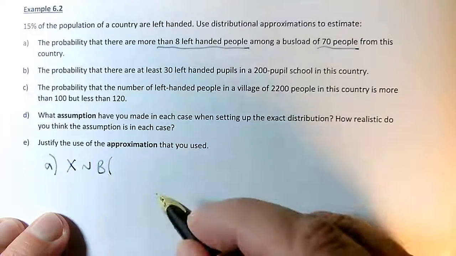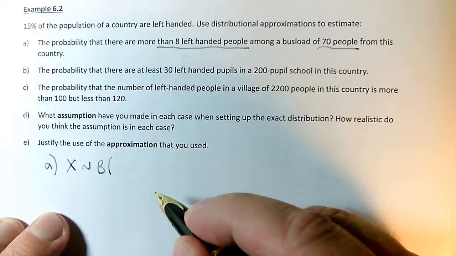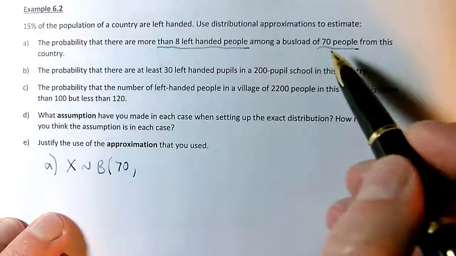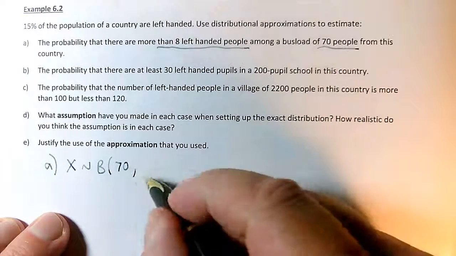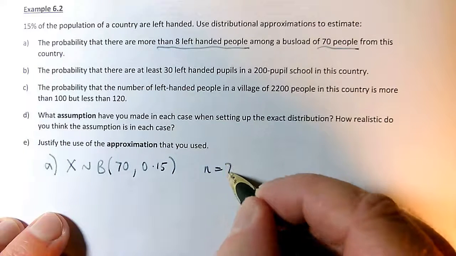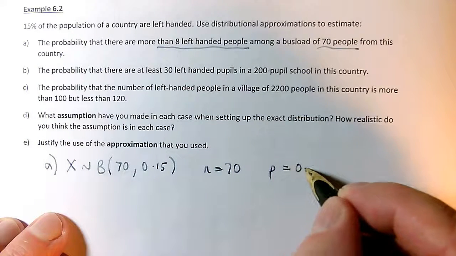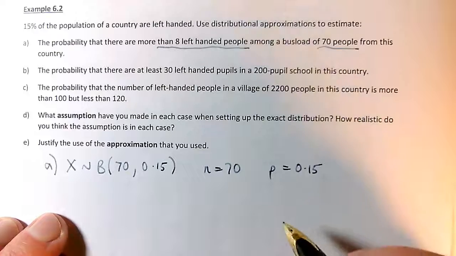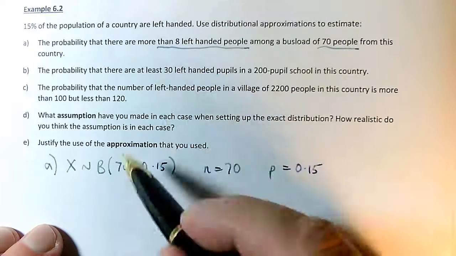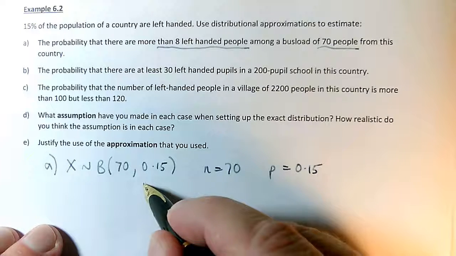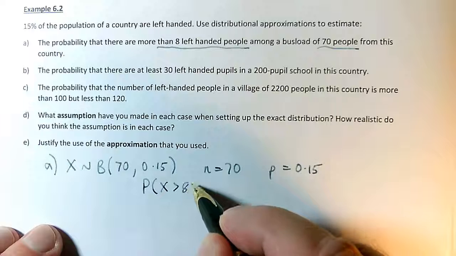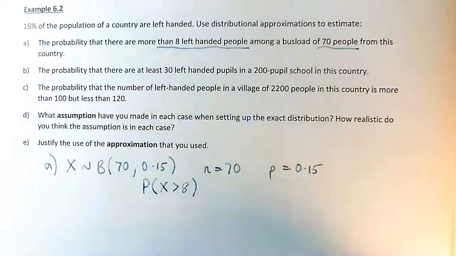Okay, so the binomial distribution would have an n of 70 and a p of, okay, the probability of being left-handed is 15%, 0.15. So n is 70, p equals 0.15. Now I could work out the exact binomial probability of what it wants. It wants more than 8 left-handed people, so that's the probability that x is greater than 8. More than means it's not allowed to equal 8.